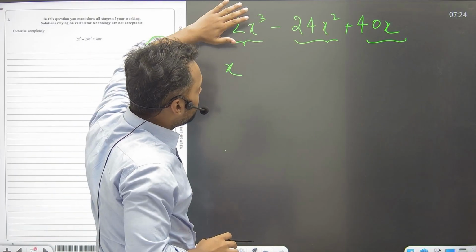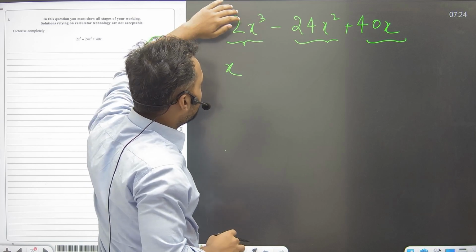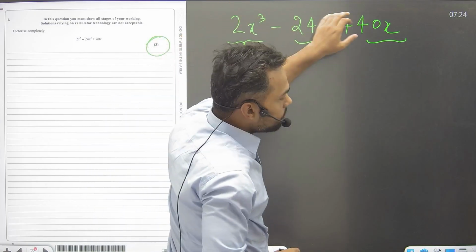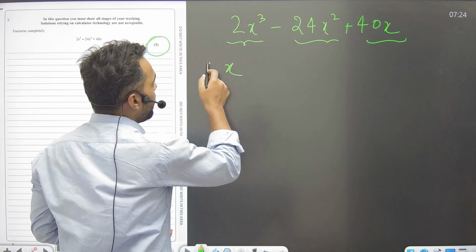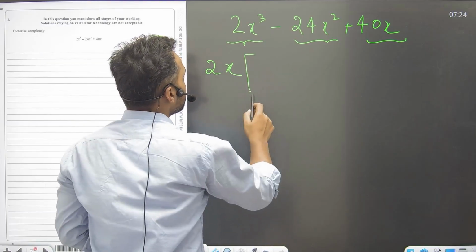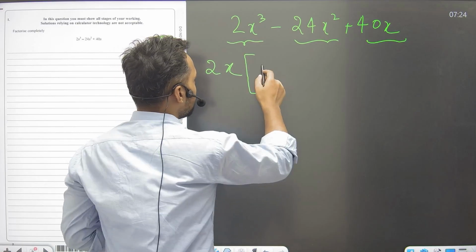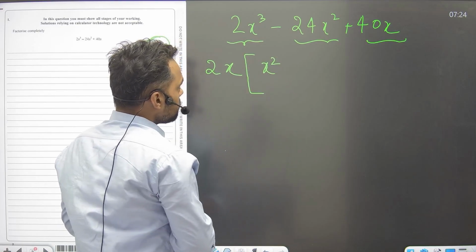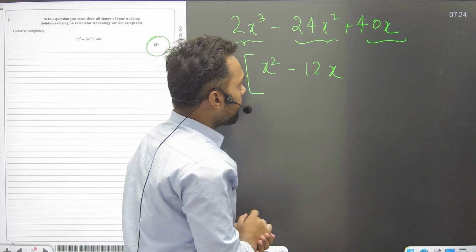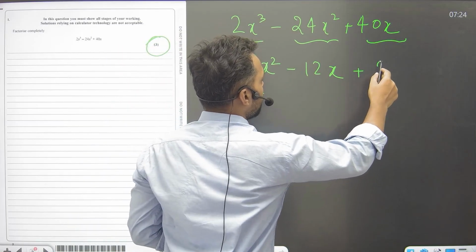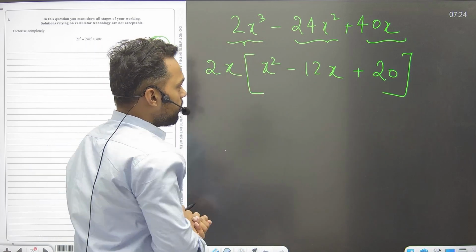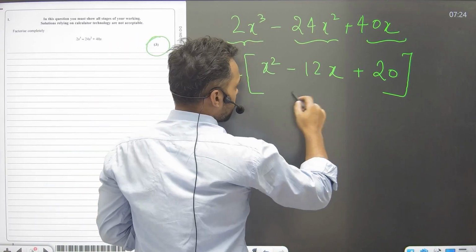Similarly, in terms of numbers, 2 is common: 24 is divisible by 2, and 40 is also divisible by 2. So 2x is common in the whole expression. If we take 2x as common, we get x^2 - 12x + 20. Now again we need to factorize this part.